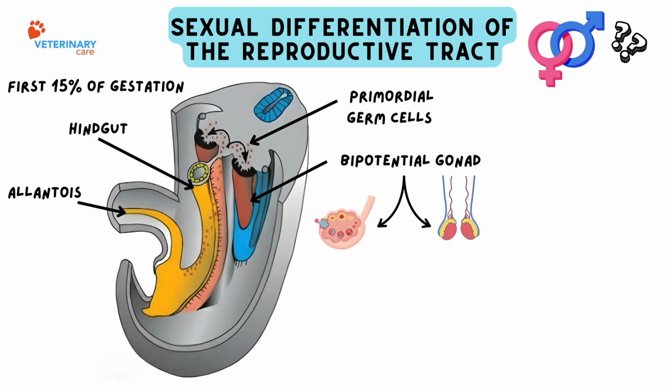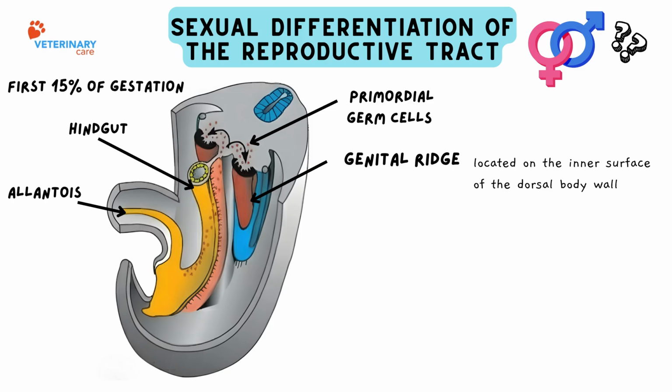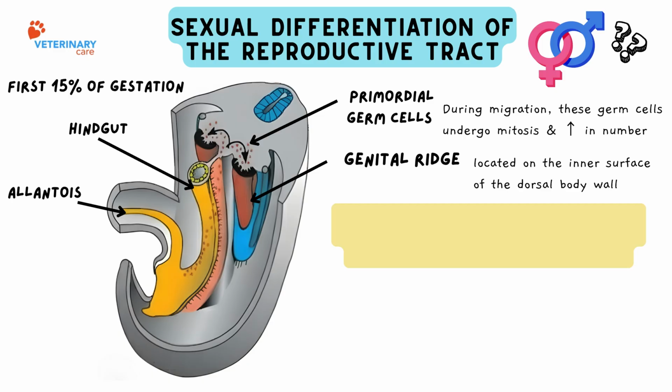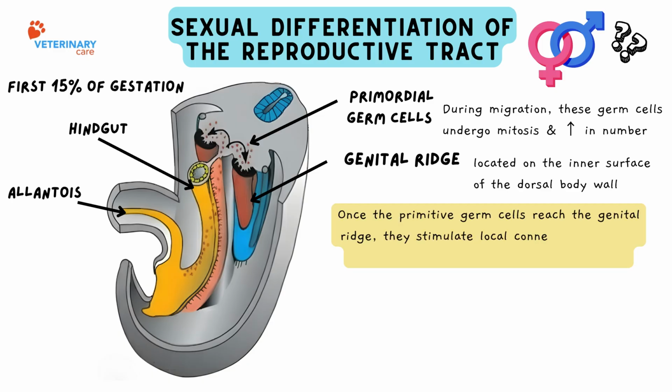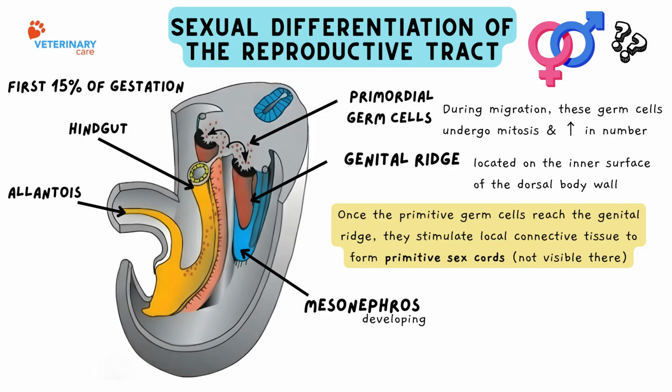The bipotential gonad is located on the inner surface of the dorsal body wall and is known at this time as the genital ridge, or gonadal ridge. During migration, these germ cells undergo mitosis and increase in number. Once the primitive germ cells reach the genital ridge, they stimulate local connective tissue to form primitive sex cords. These cords enlarge the genital ridge and push it toward the developing kidney, known as the mesonephros.